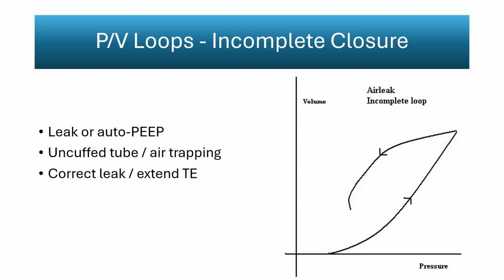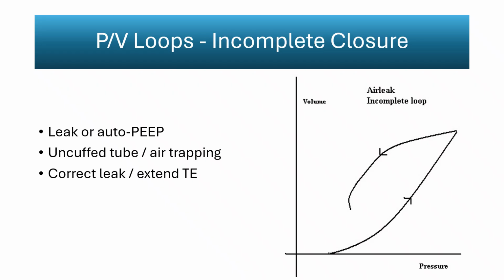Both leak and air trapping share the same visual sign. The inspiratory limb rises normally, but the expiratory limb terminates early and does not meet the baseline. The distinction requires correlation with flow time scalars. A leak produces reduced expiratory flow and smaller measured volumes. Air trapping produces persistent expiratory flow that fails to return to zero.